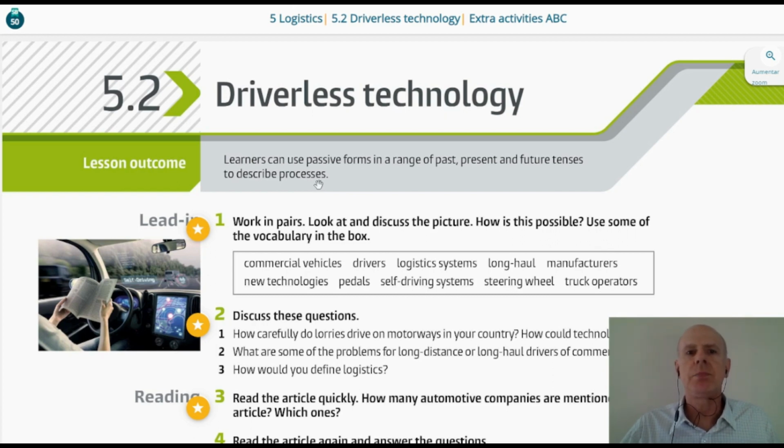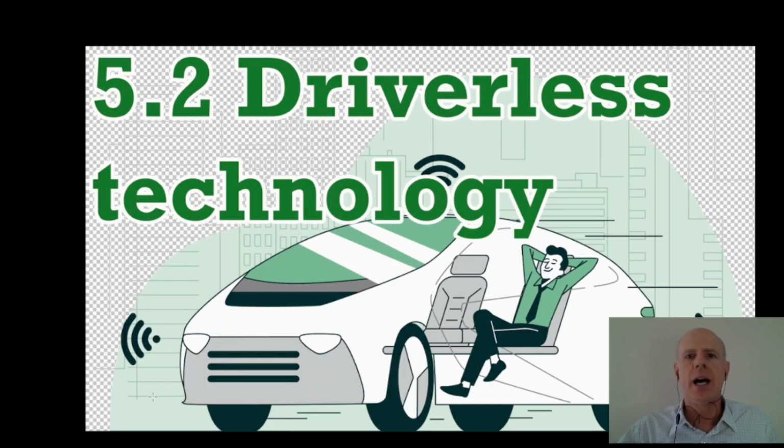And in the second part, the next video, we'll talk more about the use of the passive forms, passive tense, okay? Well, the first idea is to discuss how it works. How can someone go somewhere without driving the car? Basically, you set the destination and the car goes by itself.